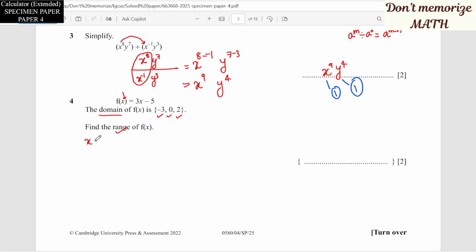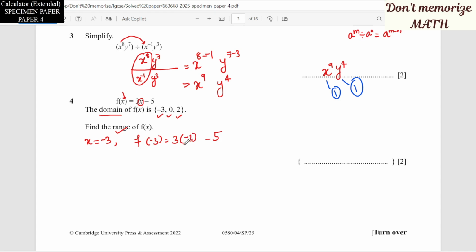So the first x value is x is equal to minus 3. So what happens if x is equal to minus 3? f of minus 3 is equal to, replace x with minus 3, right? So you will get 3 in bracket minus 3, minus 5. Why did I put a bracket here? Because whenever you have minus or negative numbers, put a bracket so that you won't make a mistake.